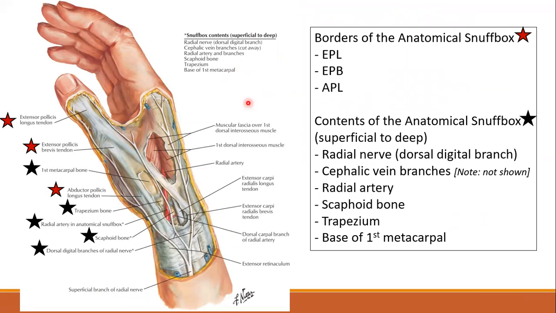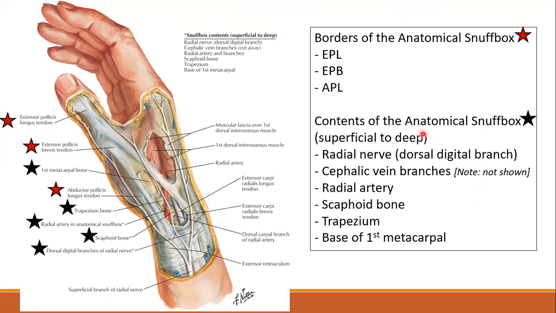Next, we have our anatomical snuff box. So you can see that right here. You're going to need to know the borders of your anatomical snuff box, which are 3 separate tendons. And I've highlighted them with these red stars. So your extensor pollicis longus tendon, your extensor pollicis brevis tendon, and the abductor pollicis longus tendon. So those are your borders.